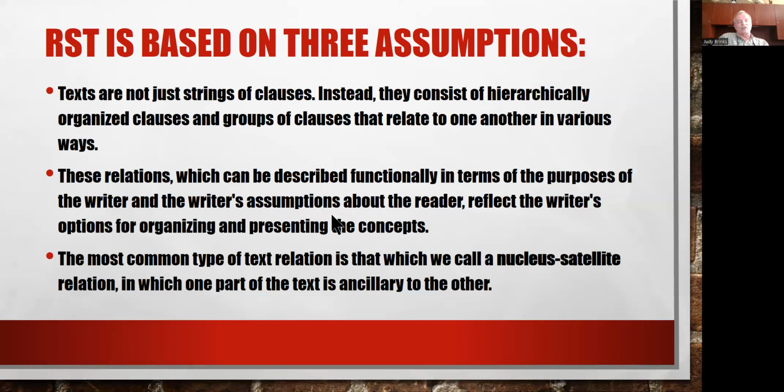In other words, the relations are built into the rhetorical structure, the meaning structure that the writer is trying to get across in his rhetorical structure for why he says or she says or writes what they do when they do. Third, the most common type of text relationship is that which we would call a nucleus-satellite relationship, in which one part of the text is ancillary to the other. The concept of nucleus-satellite is probably one of the core elements of the rhetorical structure theory assumptions.